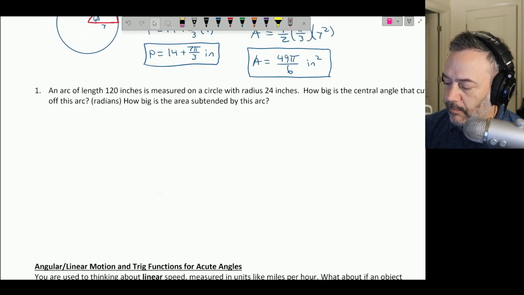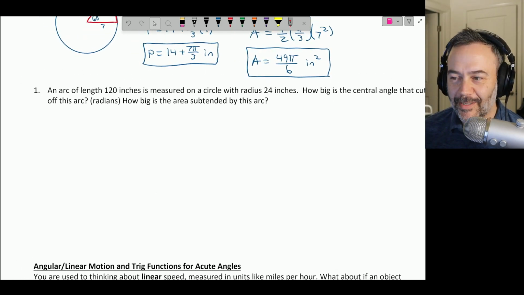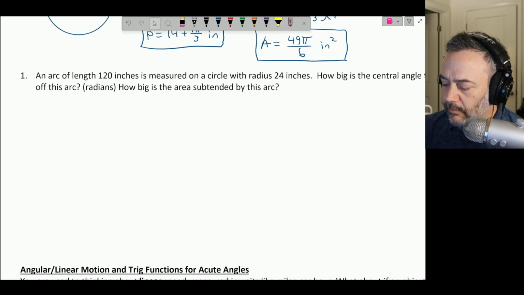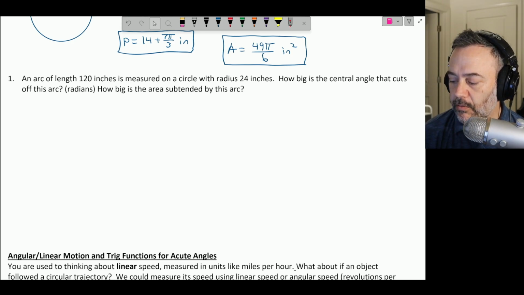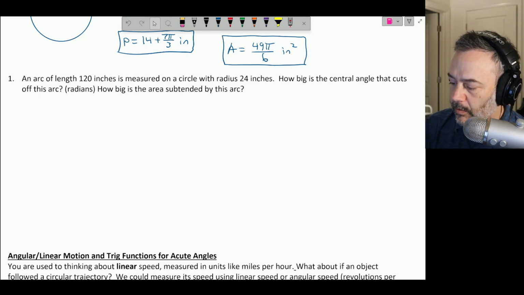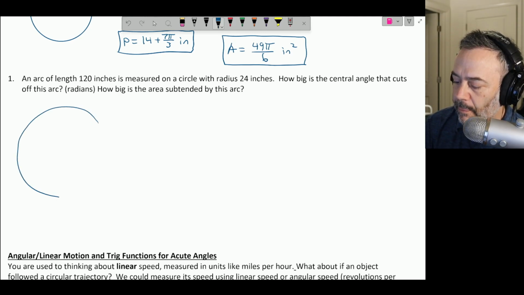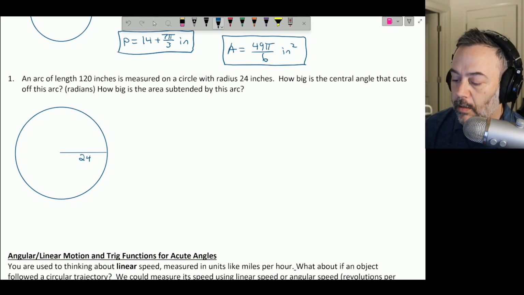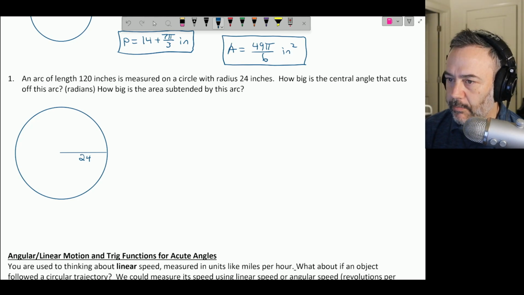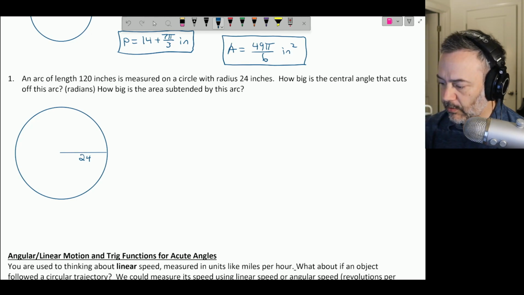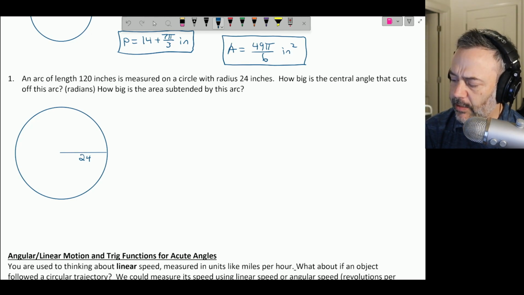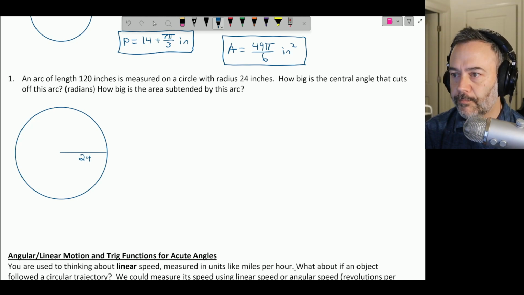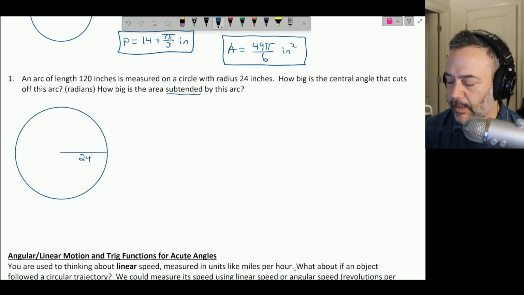I don't know why I have two problems numbered number 1 back to back, but an arc of length 120 inches is measured on a circle with radius 24 inches. So let's draw that before I even go on. A circle with radius 24 and an arc length of 120 inches is measured on a circle with radius 24 inches. How big is the central angle that cuts off this arc? How big is the area subtended by this arc? Okay, we'll talk about that in just a minute.